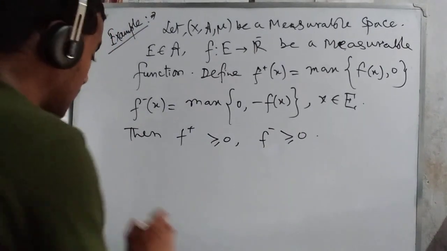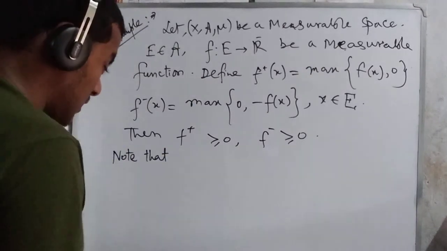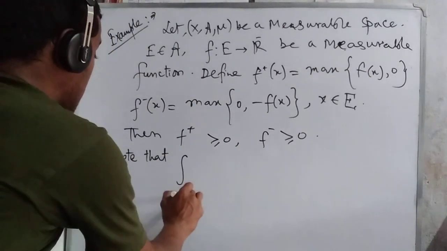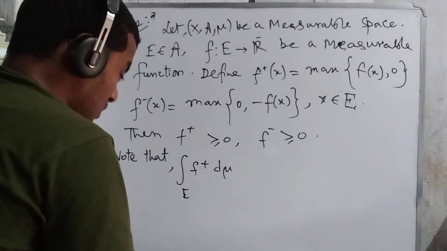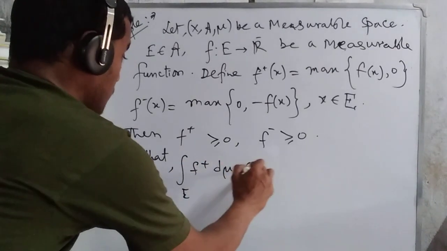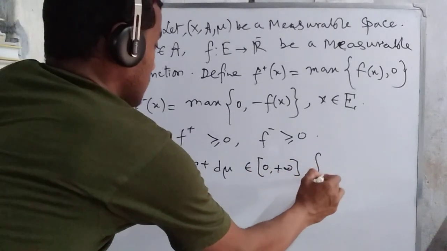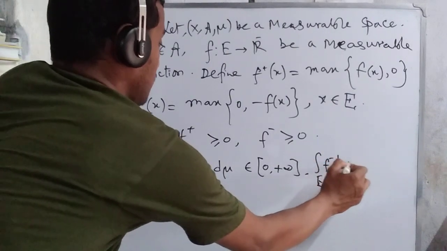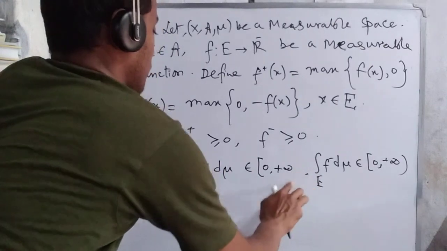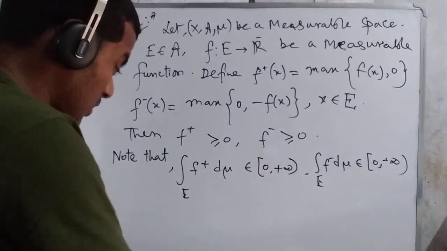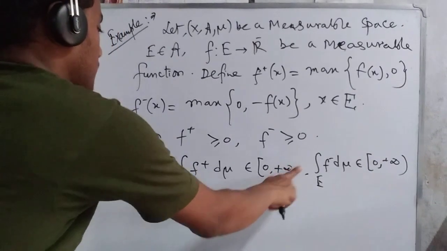Now note that the integration over E of f plus d mu belongs to [0, plus infinity], and the integration over E of f minus d mu belongs to [0, plus infinity]. This one is not closed, it is open. If closed, then it is not a problem at all, sorry.